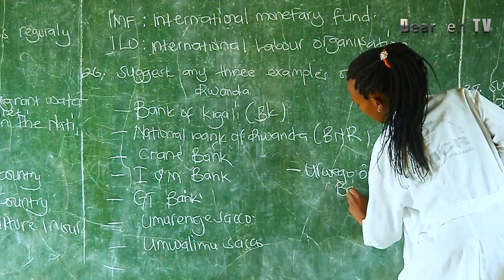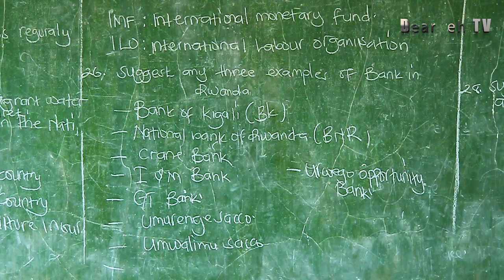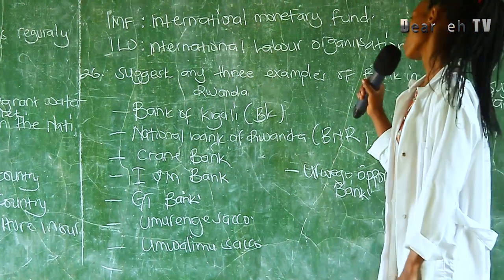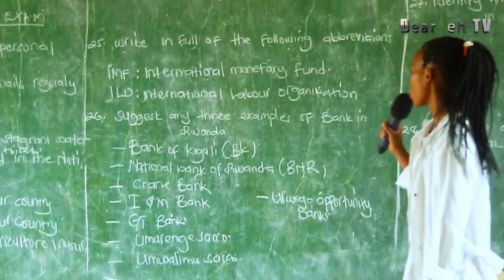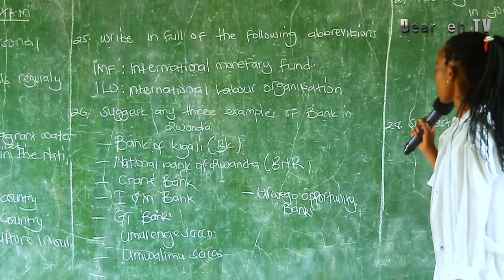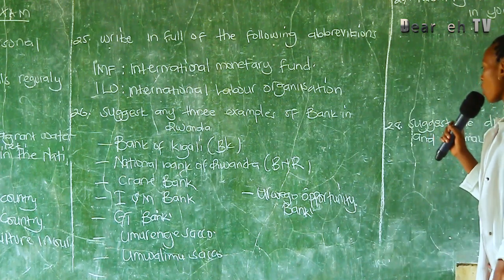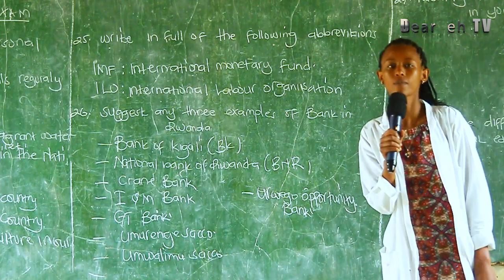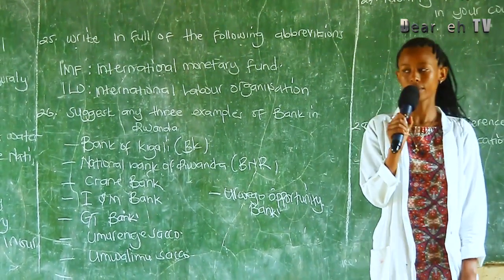Urwego Opportunity Bank. So these are the examples of banks in Rwanda, where you have Bank of Kigali, then National Bank of Rwanda, or BNR. So you have Crane Bank, I&M Bank, GT Bank, Umurenge Sako, Umwarimu Sako, and Urwego Opportunity Bank. So these are different examples of banks in Rwanda.